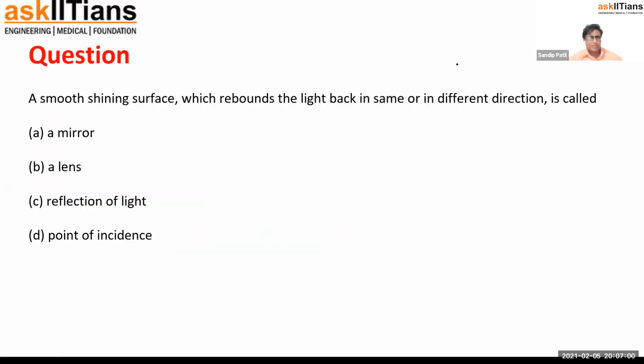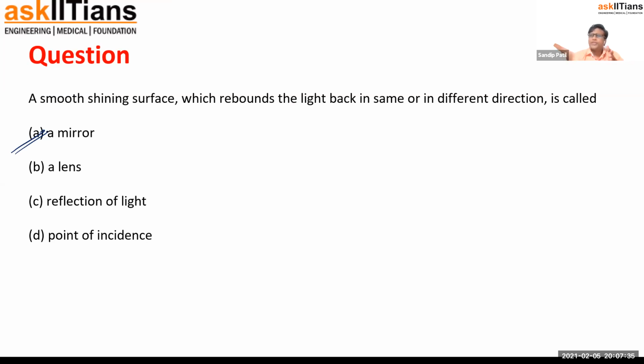Let's see these questions here. A smooth shining surface which rebounds the light back in the same or different direction is called as, very simple. We were studying about the mirror. So what is a lens? Lens is consider glass material. Now consider the specs. The specs have some lens in that, right? Is it a simple glass or something different? Obviously, simple glass will not change my vision, no?